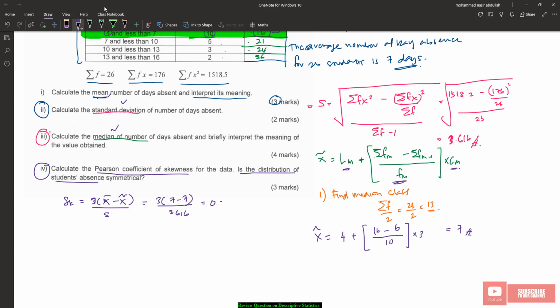Basically, this question is very easy. If you don't know how to answer this question, then it means that you are not doing your homework. It means you did not study.